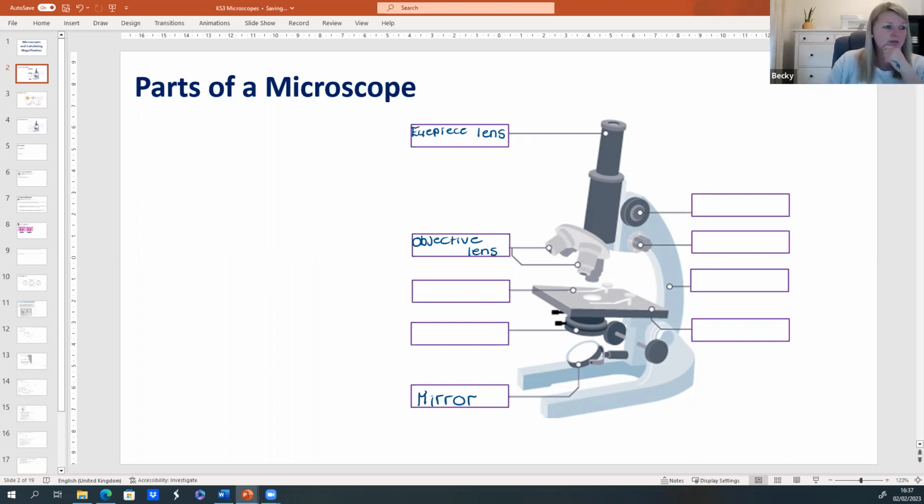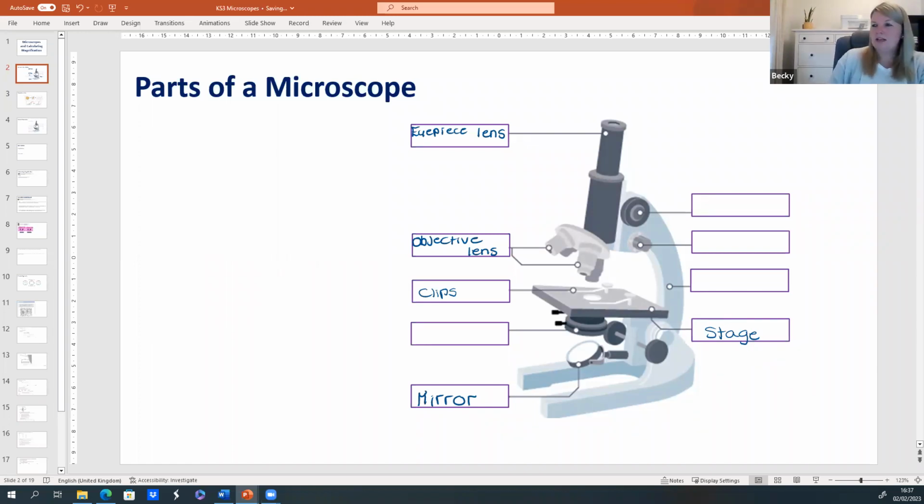Here we've just got some clips, and these clips sit on this part, which is the stage. When we've got our slide, when we've got our sample, that's where we sit it underneath the clips on the stage so that it keeps it in place. It doesn't move around.